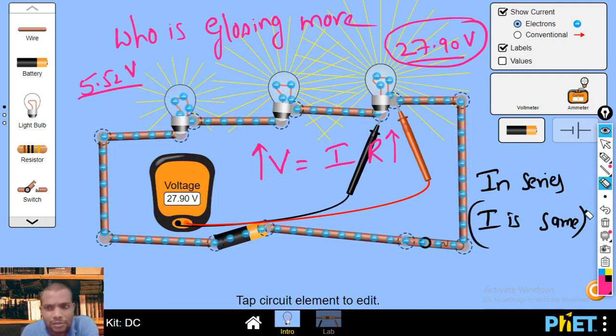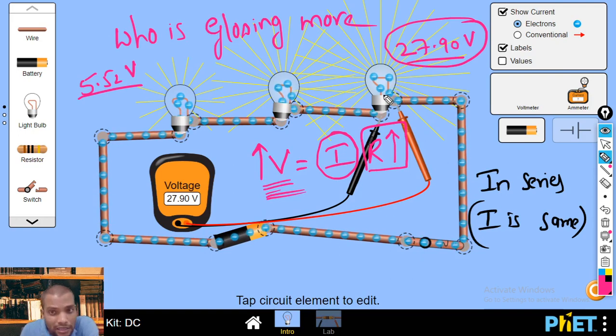Ohm's law tells about it. Ohm's law says V equal to IR. If I is common and resistance is more, with the equality symbol, obviously the potential difference should be more. It means the third bulb is taking more potential difference. That's the reason, because it has more resistance.